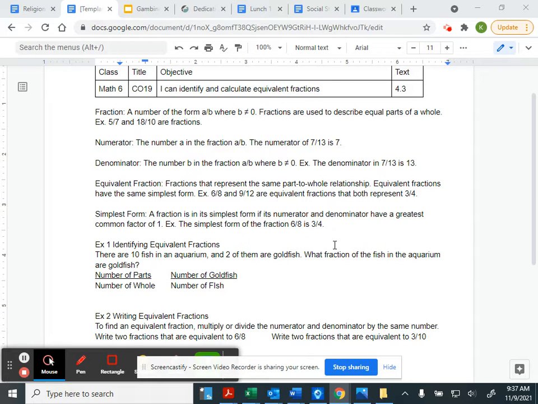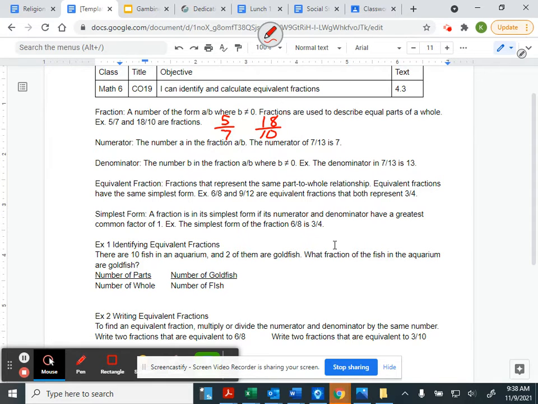So in order to find those, we need to know what a fraction is. A fraction is a number of the form A/B where B is not equal to 0. You can't have a denominator of 0. Fractions are used to describe equal parts of a whole. So 5/7 and 18/10, those are examples of fractions.